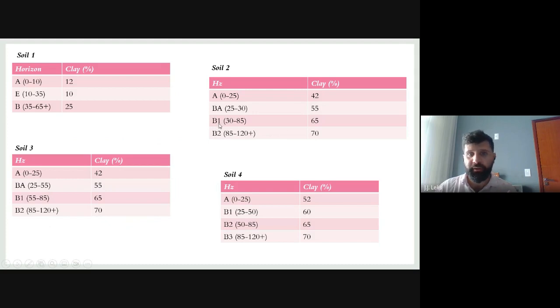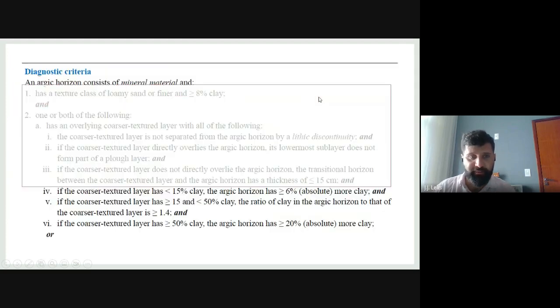The B1 presents 65% of clay, and the distance between B1 and A is only 5 centimeters. That's the thickness of the BA. So I can compare the clay content of B1 and A horizons. The A horizon presents 42% of clay. Let's see. 42 is higher than 15, but it's below 50% of clay.